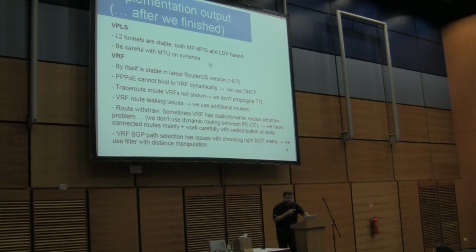And what about VRF? By itself, I think that VRF is stable in the latest RouterOS version. So we don't have any big issues with the VRFs themselves. There are some small things, like PPPoE cannot bind to VRF dynamically, so that's why we do not use PPPoE. We use DHCP. Traceroute inside VRF is not shown, so we do not propagate TTL, and do not show stars to our customers. But there are still bigger issues, which is, for example, route leaking.